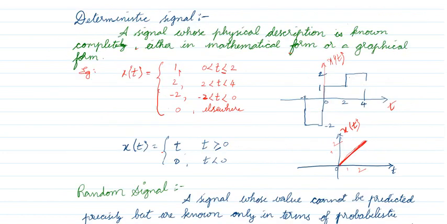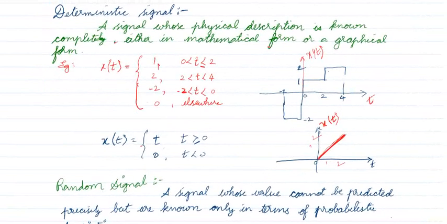Then we have some signals called deterministic and random signals. Deterministic signal, by the definition, is a signal whose physical description is known completely, either in mathematical form or graphical form. If you can describe the signal either using mathematical equations or a waveform, such signals are called deterministic. You can say perfectly what the signal type is, right?